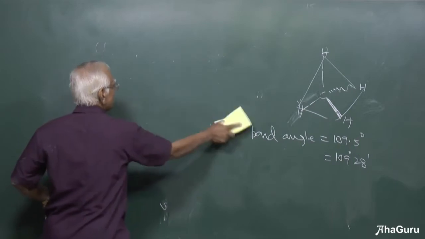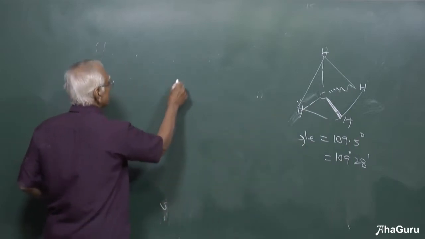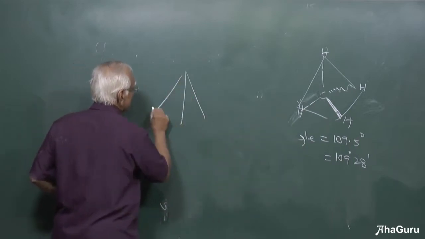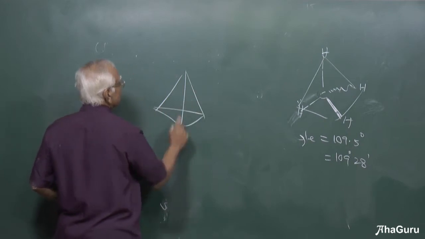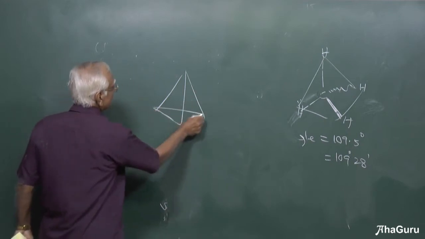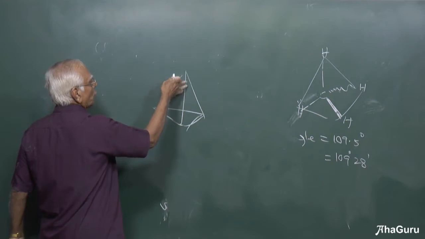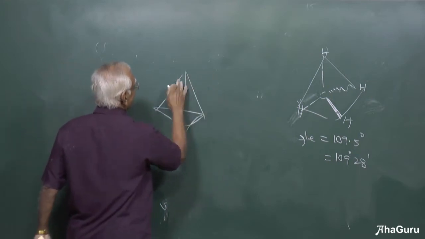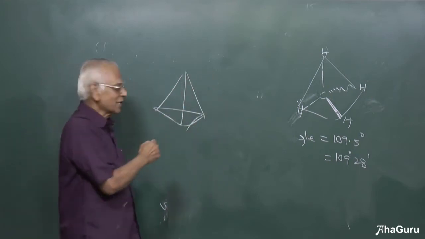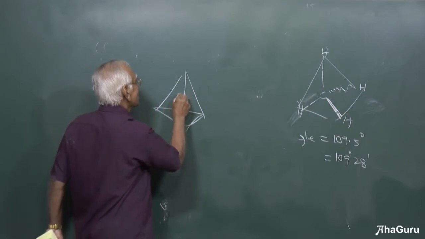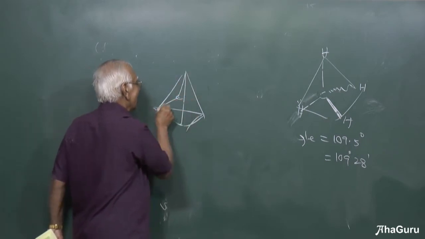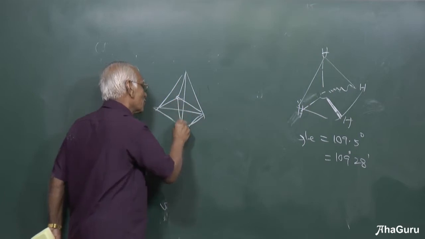A prism. It has got one side here, second side here, third here, and fourth here. The carbon is in the center. It's connected to one corner here, second corner here, third corner here, the fourth corner here.